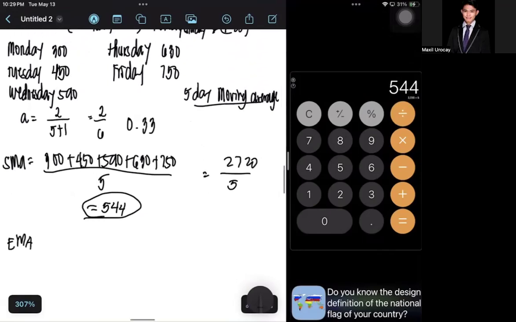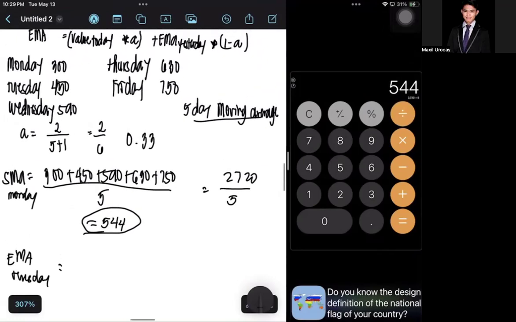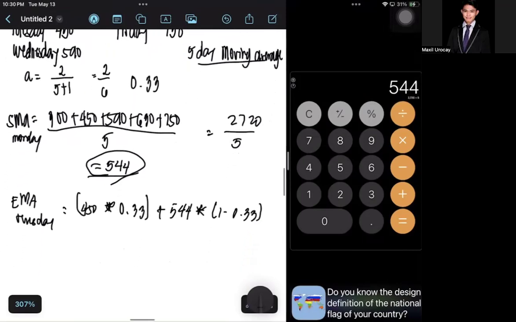we're actually starting on day 2, which is Tuesday. The EMA for Tuesday is calculated from the Monday value. So for Tuesday, you have to calculate the EMA. Using the formula, what is the value of today, Tuesday? That is 450 times the smoothing parameter alpha, which is 0.33, plus EMA yesterday, which is 544, times 1 minus 0.33. So that's how you will deal with that.